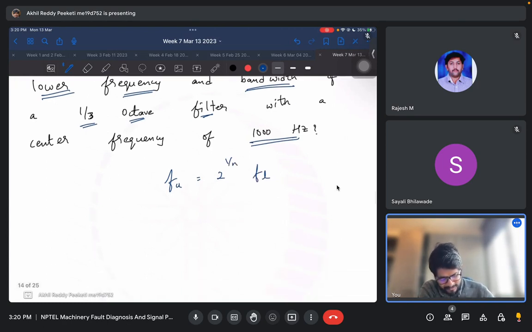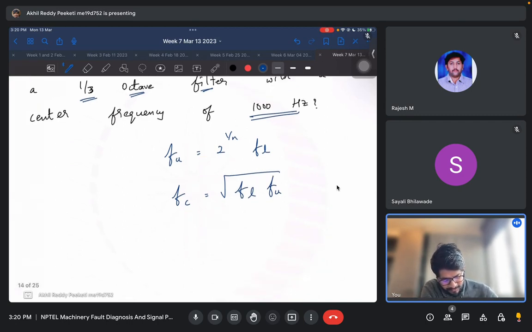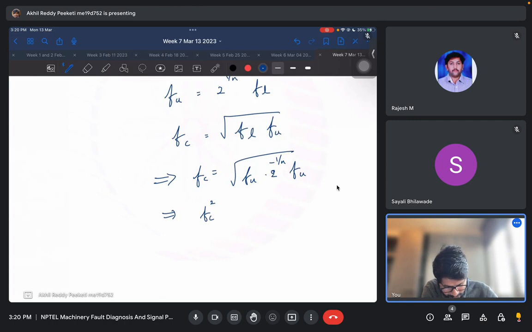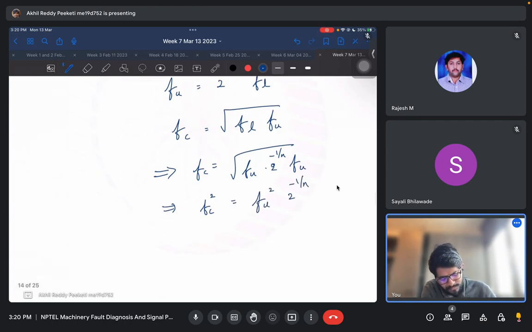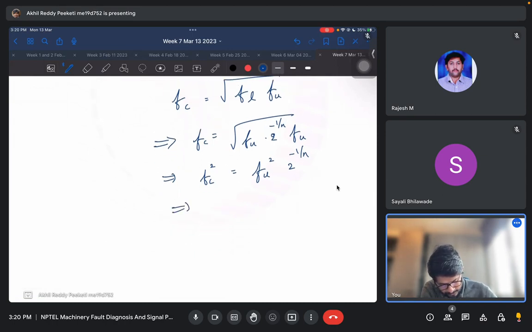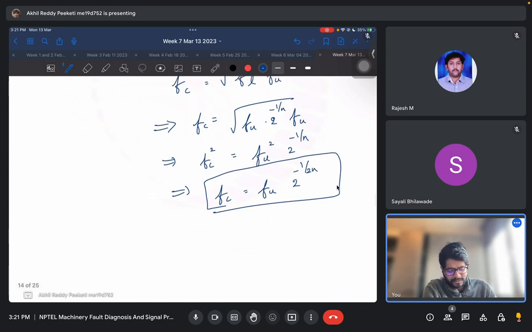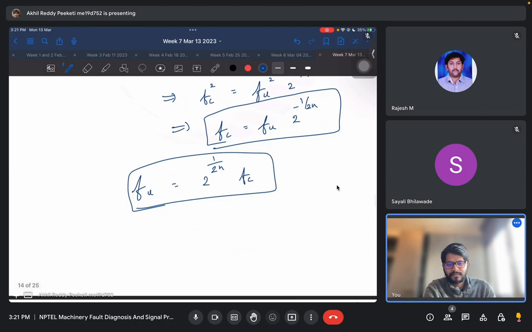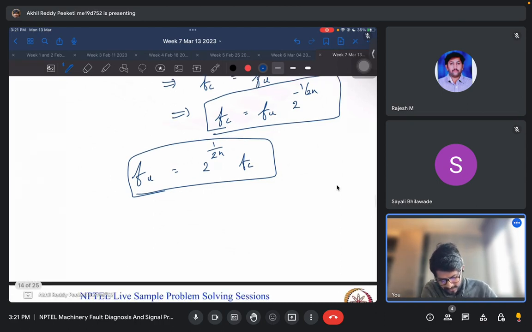So this is how upper and lower are related, right? And we know center is related to upper and lower as the square root of the product. So if you substitute FL as FU into 2 power minus 1 by n, then let's square on both sides, right? FU is there 2 times. Now if you do square root again, is that okay? So now FU will turn out to be 2 power 1 by 2n times Fc. So this is how you can get upper frequency in terms of the center frequency. Similarly, FL would be 2 power minus 1 by 2n times Fc.